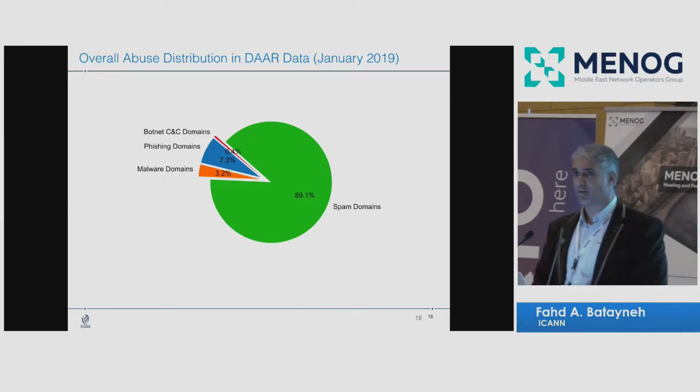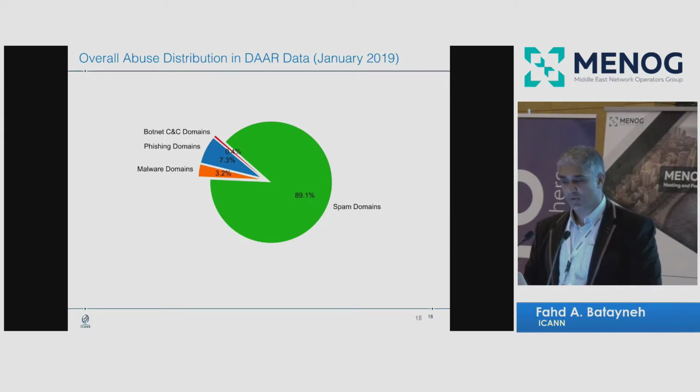I mentioned that DAAR collects 4 vectors of data. So we have spam, malware, phishing, and botnet command and control.